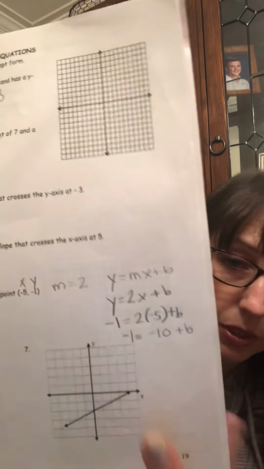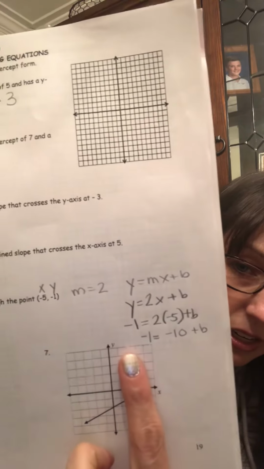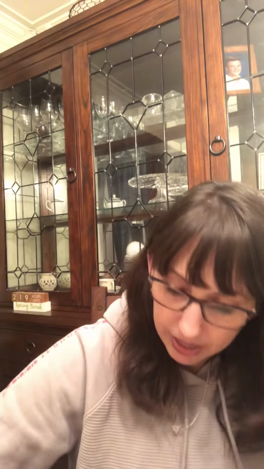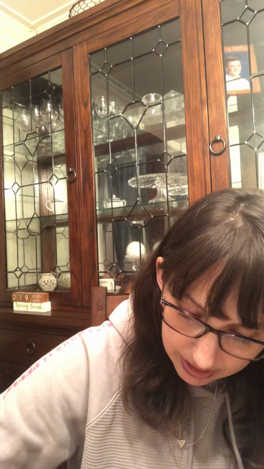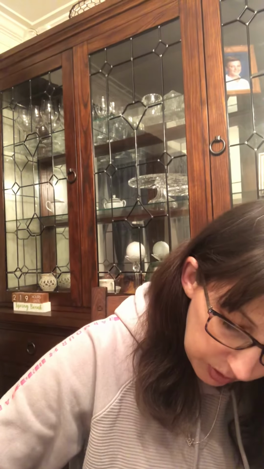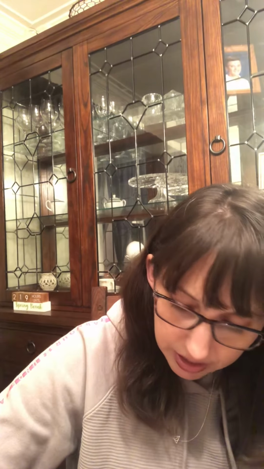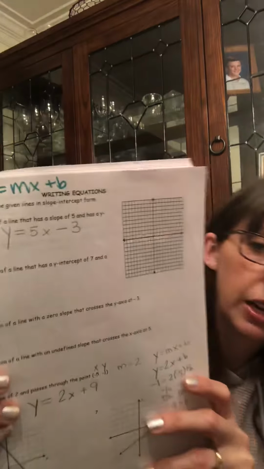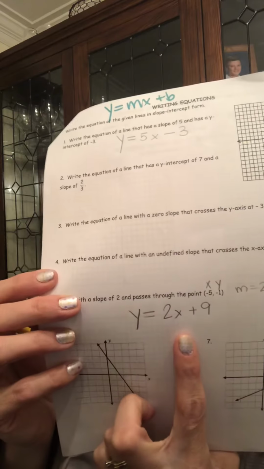And then I need to get b alone. I'm going to take this -10, move it to this side. So I'm going to add 10, add 10. That gives me 9 equals b. And then I have my final thing, y equals, I knew my m was 2. They give me that. And now I know b is 9. And remember, if it doesn't come out negative, I've got to write in, it's right here, the positive sign.